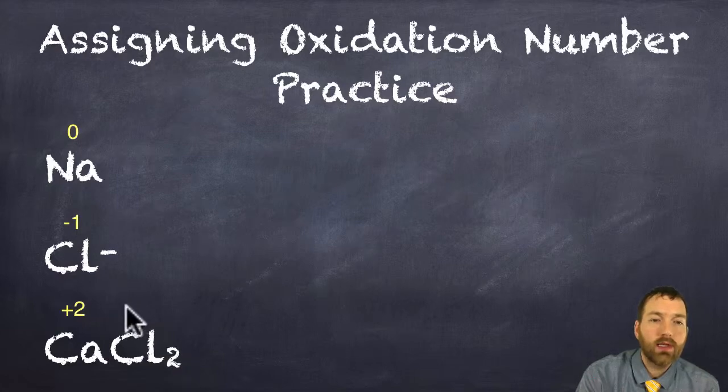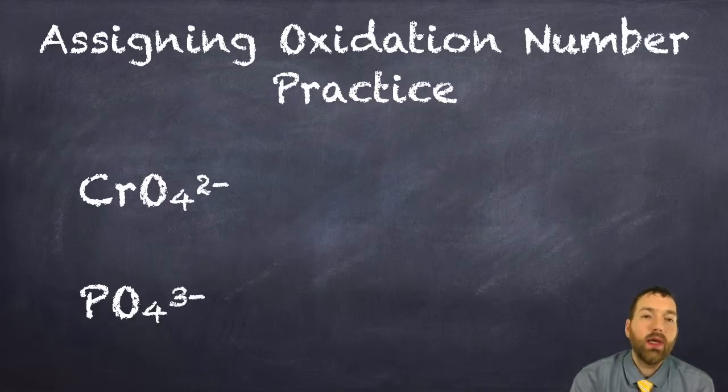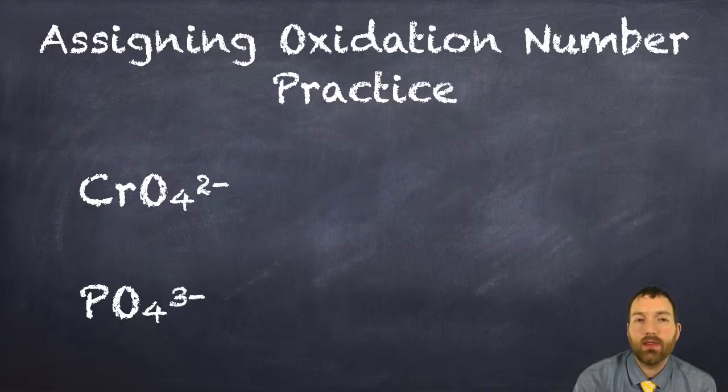And remember, I have 2 chlorines. So whatever its oxidation number is times 2 plus 2 has to equal 0. So of course that's -1. 2 minus 1s is a -2. -2 plus 2 is 0. Okay, in this next series of questions, we have a little bit slightly harder. So go ahead and pause the video and give these a try.